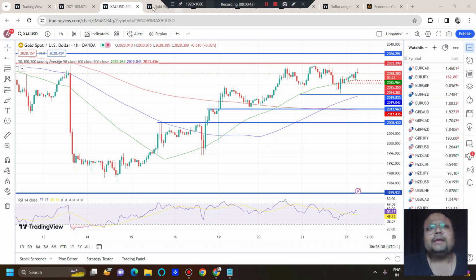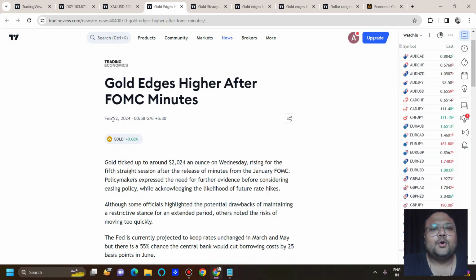If we look at the market sentiment, we can see gold edges higher after FOMC minutes. Gold ticked up around 2024 for an ounce on Wednesday, rising for the fifth straight session after the release of minutes from the January FOMC. Policymakers express the need for further evidence before considering easing policy, meaning rate cuts, while acknowledging the likelihood of further rate hikes. Mostly the market was expecting that the Fed would talk about rate cuts in June, but there was nothing as such, and more or less the market gives some mixed signals.